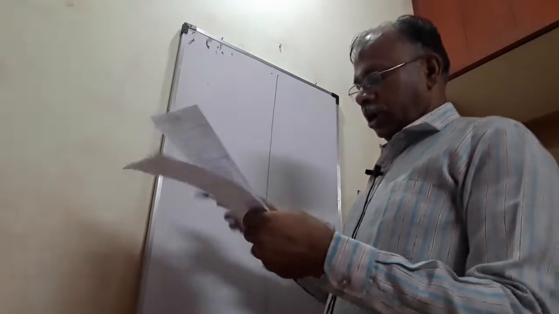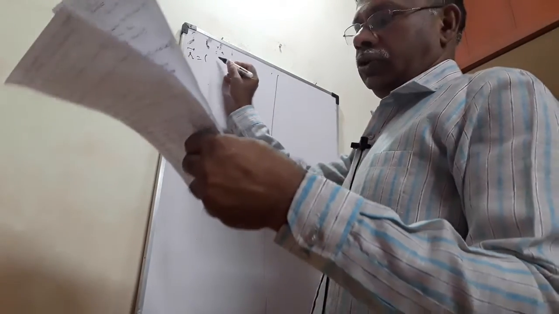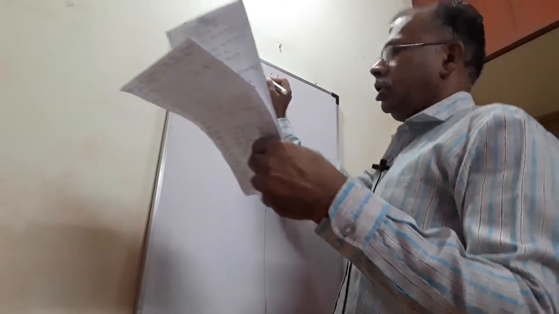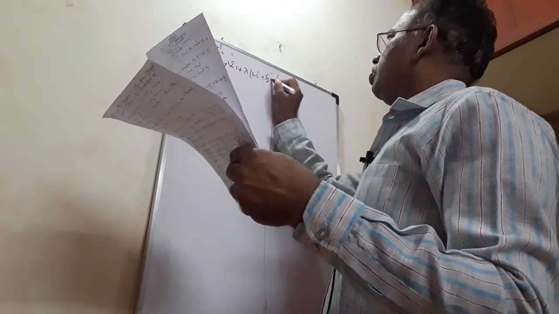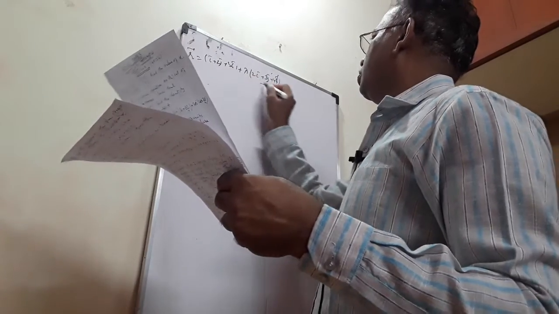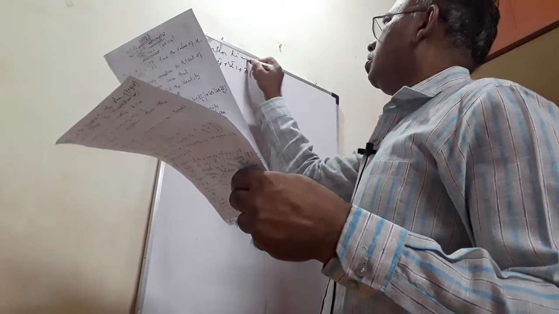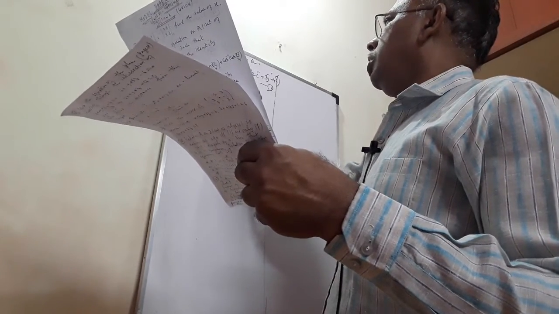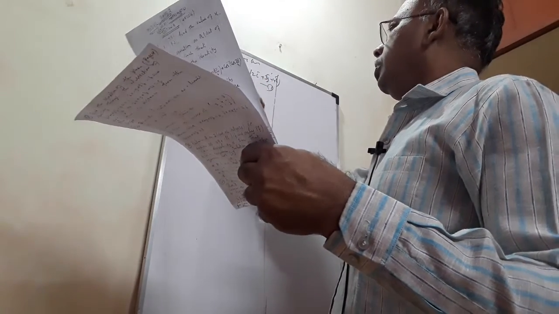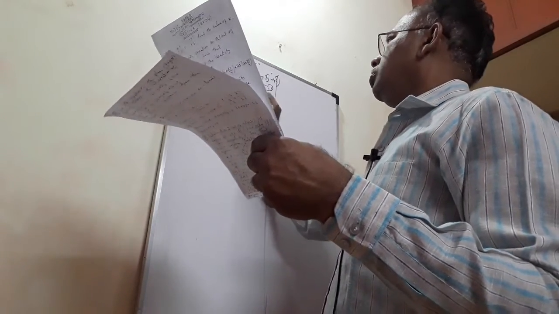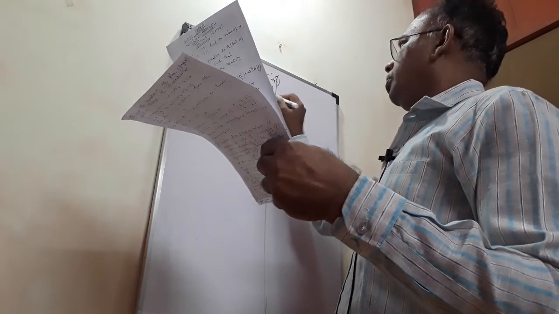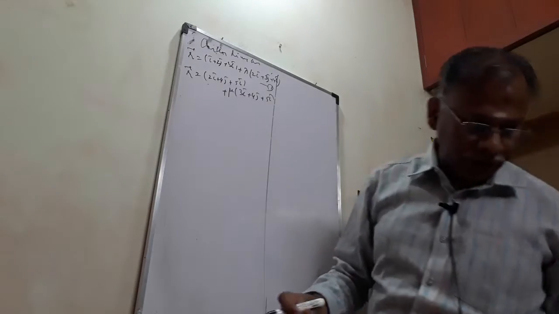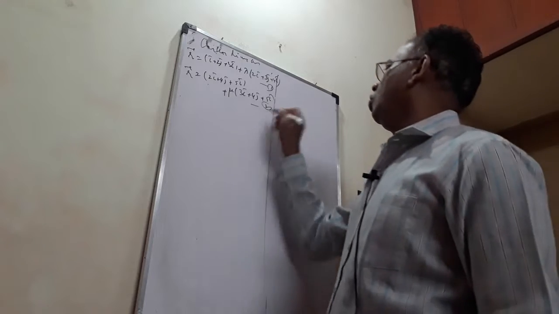Okay, now let me write the given lines. R vector is equal to i plus 2j plus 3k plus lambda times (2i plus 3j plus 4k). Then the next one, R vector is equal to 2i plus 4j plus 5k plus mu times (3i plus 4j plus 5k).